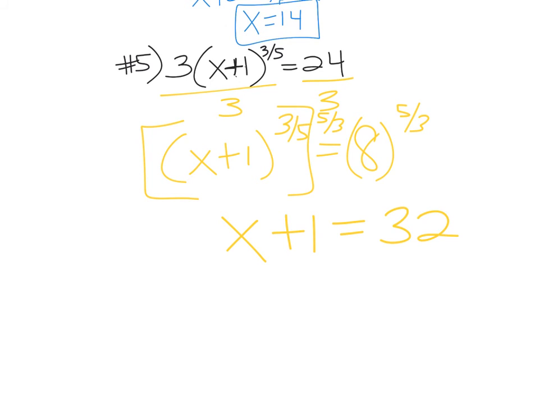You're doing those on your calculator. It's great. The cube root of 8 is 2. 2 to the 5th is 32. So x is 31. Who got 31? Oh yeah, I got that. Good. Lots of them did.